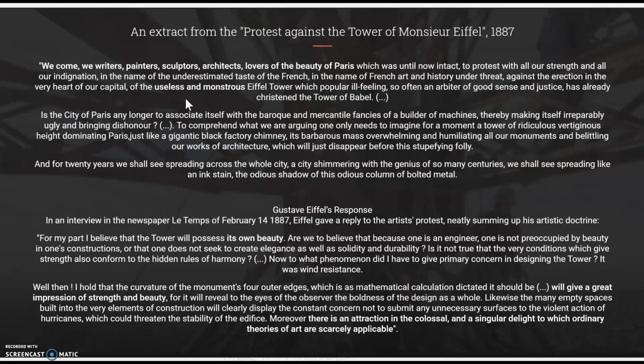So what we've got here are two different points of view. One is the beauty of engineering and the beauty of a machine, and the other is the ugliness of that. And these are two quite strong trends that conflict against each other and help to shape the way that architecture develops in the 20th century.